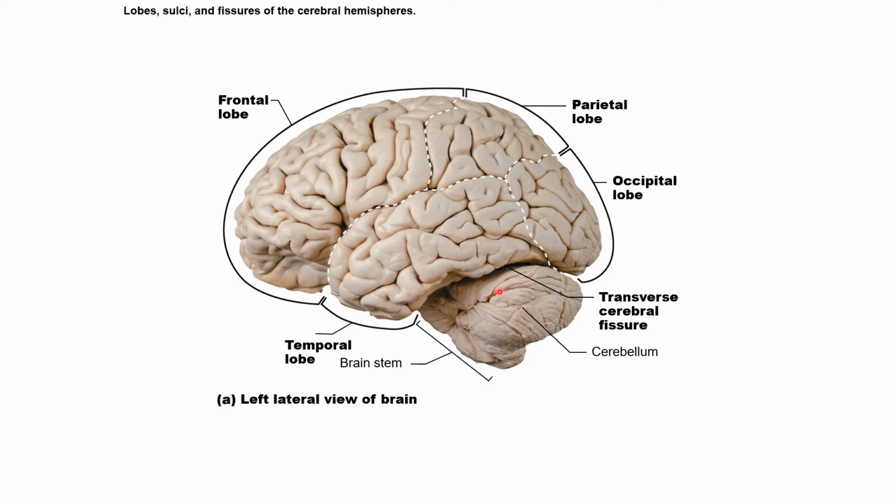Right here, sitting underneath the brain, is the cerebellum, which helps with our balance. And in between the cerebrum, which is the brain, and the cerebellum, there is a fissure known as the transverse fissure, or you can refer to it as the transverse cerebral fissure.